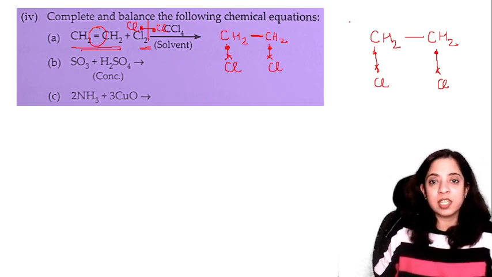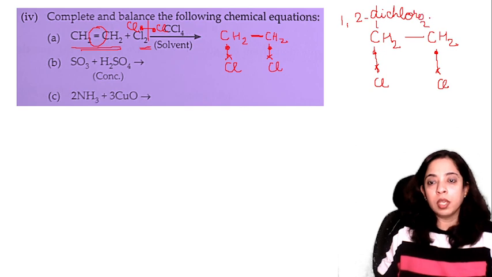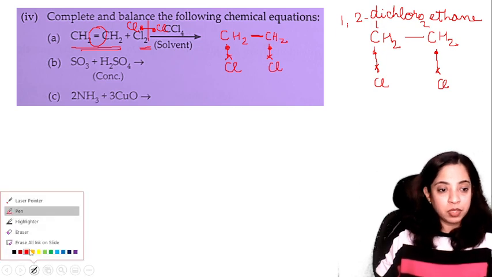So let's see, what is its name? Its name is 1,2. See, at 1 and 2 position, 2 chlorines are there. So 1,2-dichloroethane. So from ethene it has formed ethane. Correct? Let me rub this off.